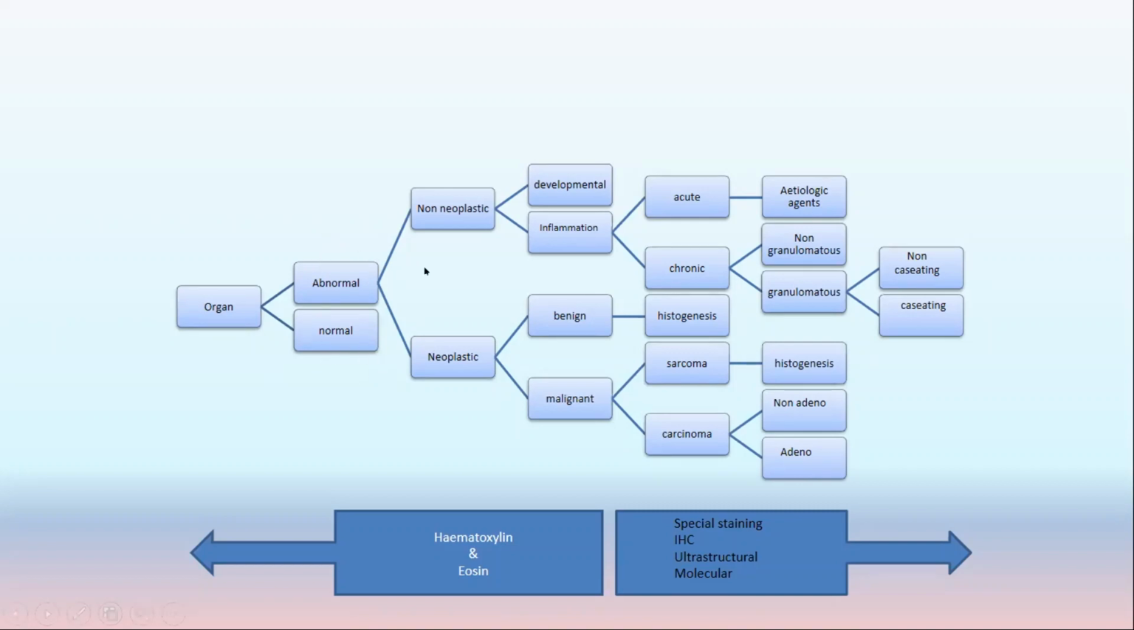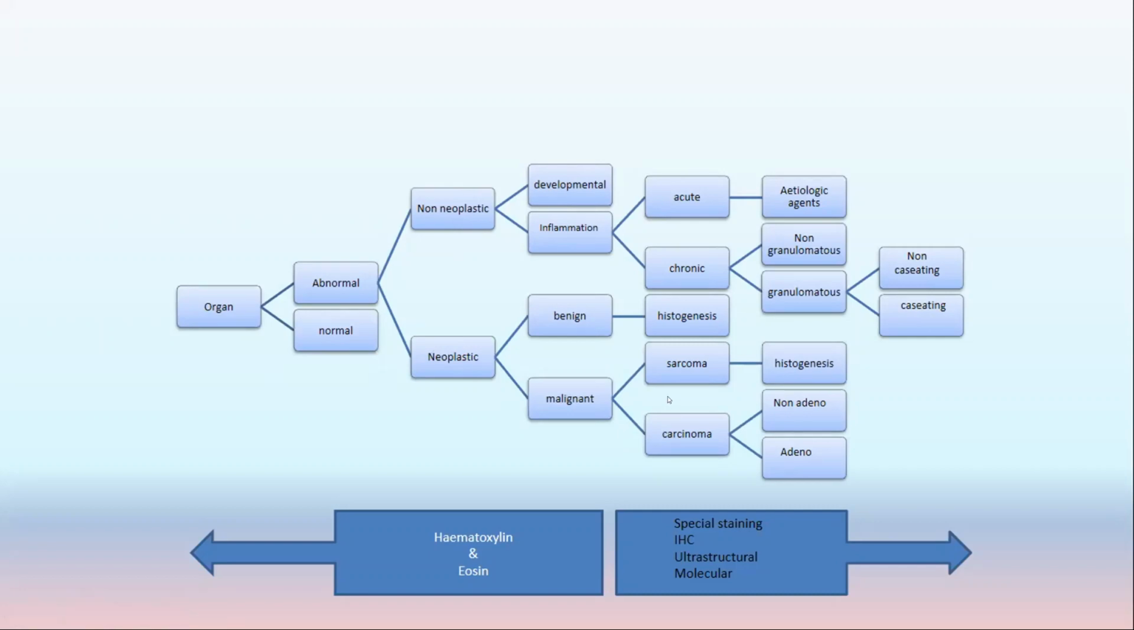Once abnormal, we have to decide whether it is a non-neoplastic process or a neoplastic process, based on features. If you get slides, you have to decide whether it's non-neoplastic or neoplastic, so of course you have to see the features. If you think it is non-neoplastic, based on the evidence you have to decide whether it is an inflammatory case or otherwise. It could be a developmental error or developmental problem that occurs in that organ.